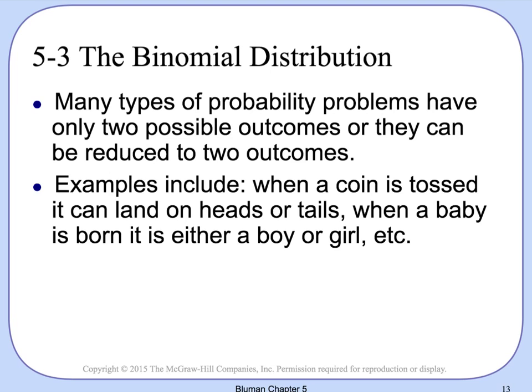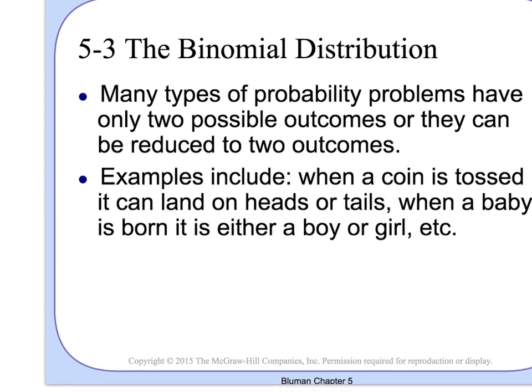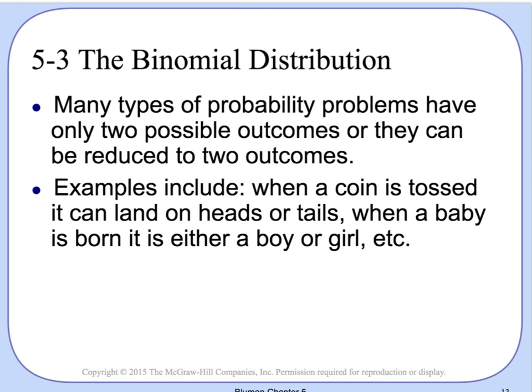The binomial distribution. Many types of probability problems can have only two possible outcomes, or they can be reduced to two possible outcomes. You see the word bi, you guys know that means two. So a binomial distribution can be reduced to two possible outcomes. Now, that does not mean that there's only going to be two x values, but it just means that there's going to be a success or a failure.